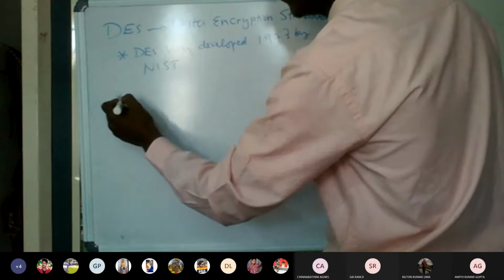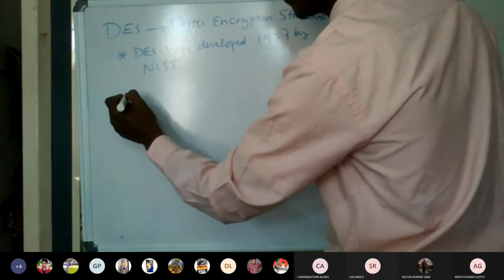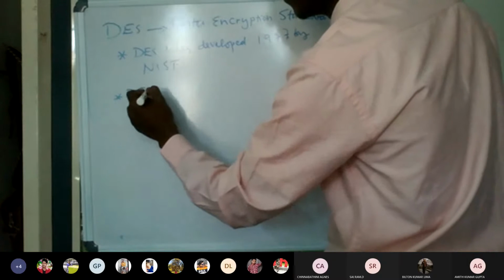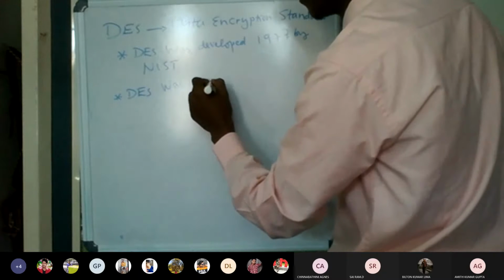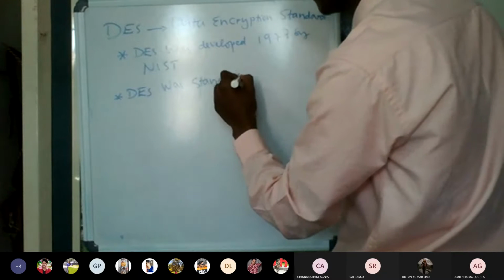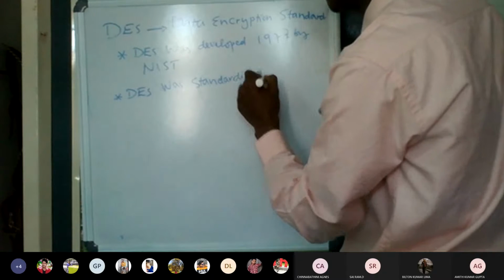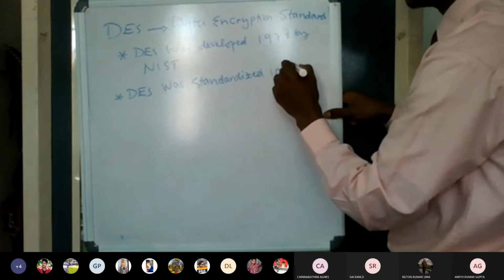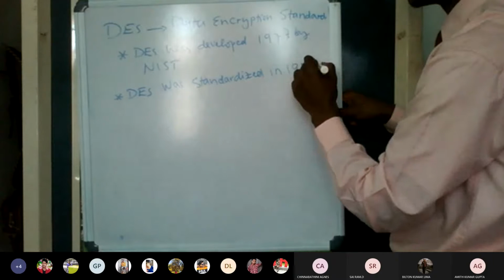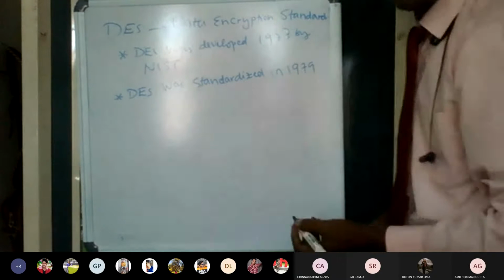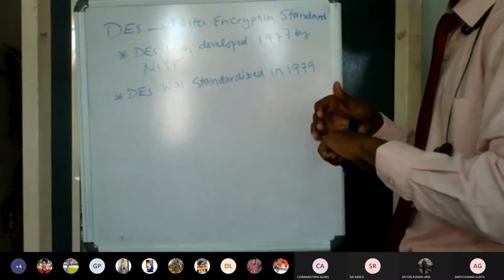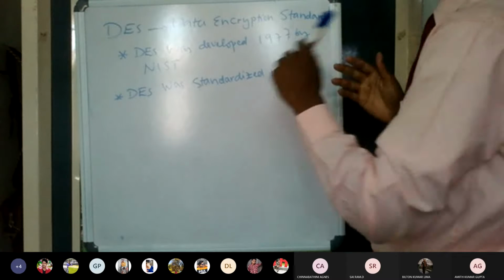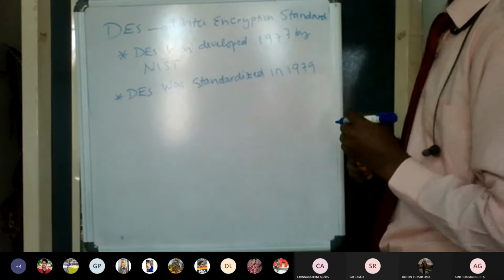DES was standardized in which year? In the year 1979. So in 1979, DES became the standard for the international data encryption standard algorithm.